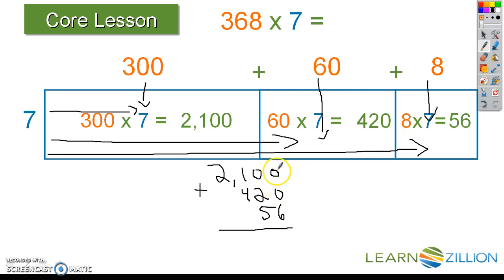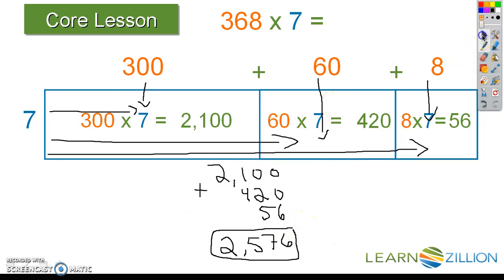Alright, hopefully you're done adding. 0 plus 6 is 6. 2 plus 5 is 7. 1 plus 4 is 5. Add your comma. And then bring the 2 down. 2,576 would be your final answer.